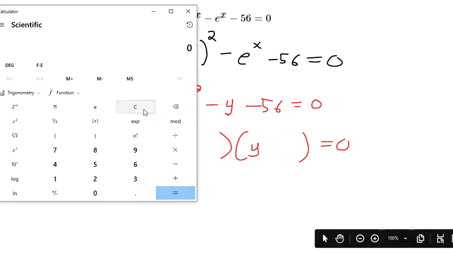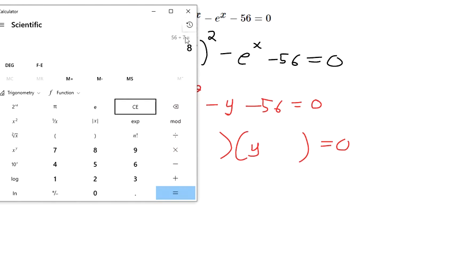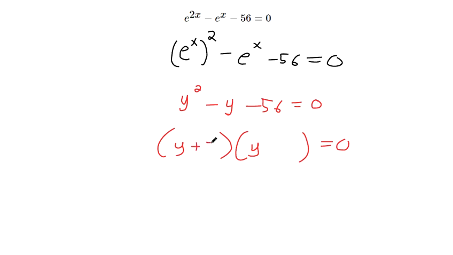So you could play around with your calculator. 56 divided by 6, that's not going to work. 56 divided by 7, ooh, that could work. 7 times 8 would make 56. So you want the 7 to be positive and the 8 to be negative, because 7 times negative 8 makes negative 56. And I chose the negative sign on the 8 because negative 8 plus 7 equals negative 1.